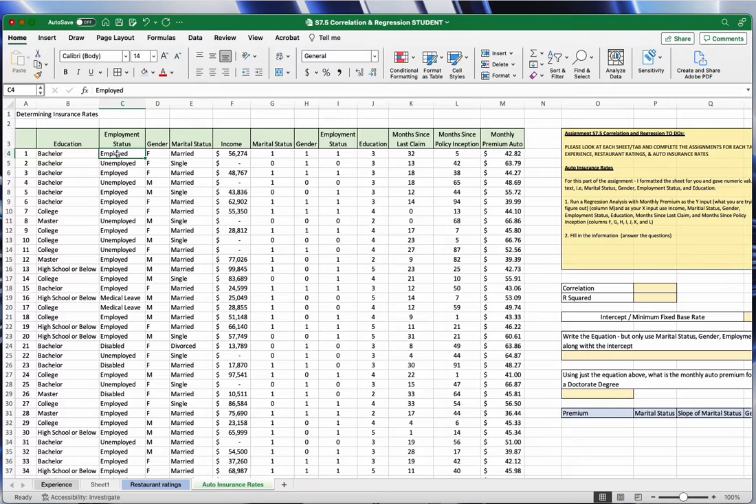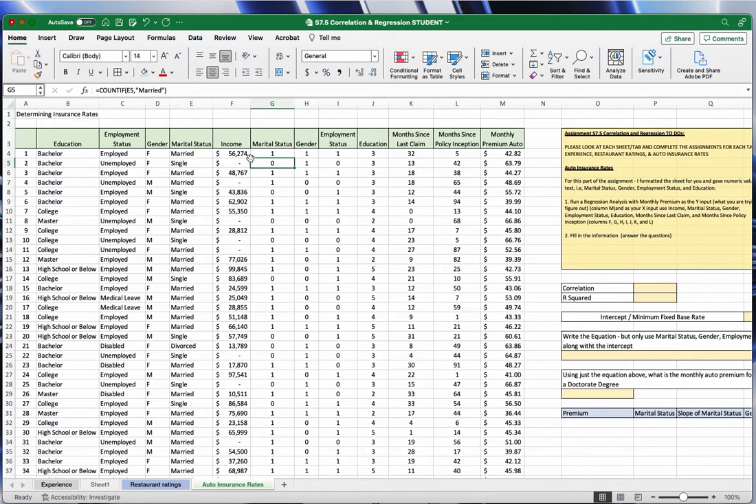Then on employment status, we had unemployed or employed. If you're fully employed, it was a 1. Anything else was a 0 in this case. We could have added medical leave and disabled, but in this case, we just decided to give a 1 as employed, a 0 as unemployed. Gender, either male or female. A female we gave a 1, a male we gave a 0. And marital status, married is 1, and single or divorced, anything but married, was a 0.